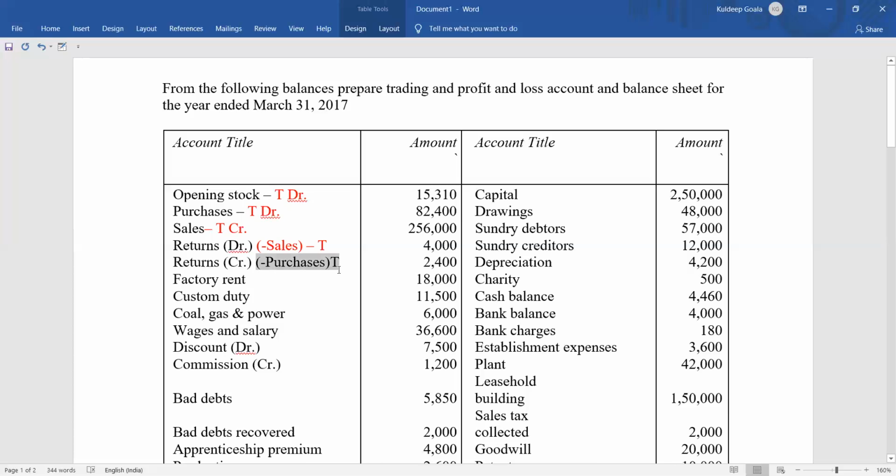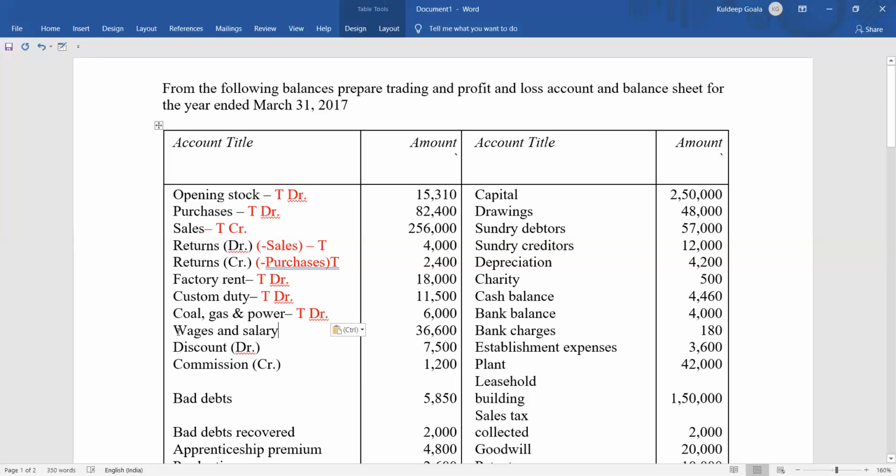Now moving to the next one, factory rent. Factory rent also, as we know, will come in the trading account debit side. Coming to the next one, custom duty. Custom duty also goes to the trading account debit side, because generally it is paid for import of goods. Coal, gas, and power is also a trading account debit side item because it is directly related to production.